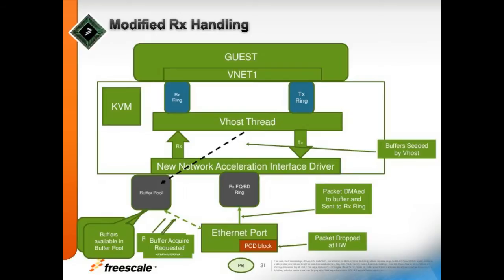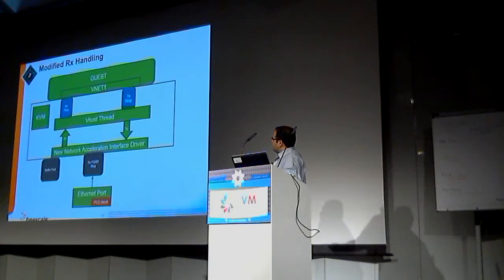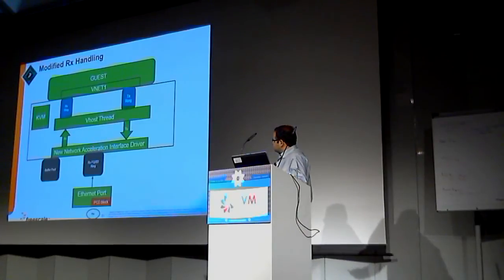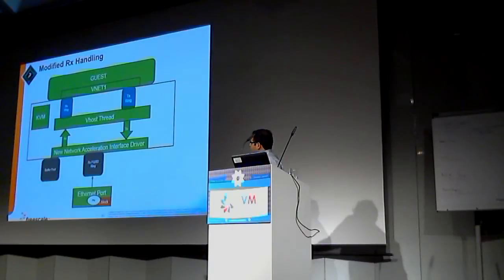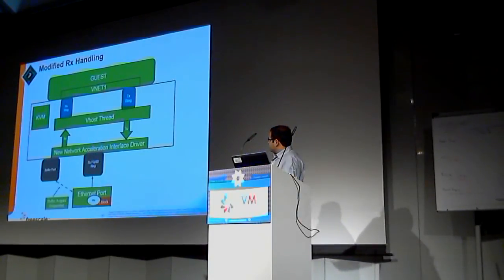Okay, so now with the new architecture that we are proposing, how would the RX handling work? Say a packet comes in. One important thing is that this buffer pool is going to have buffers seeded by the guest, and the Ethernet port would be able to classify the packet and get the buffers corresponding to the guest VNIC from this buffer pool. So that is an important functionality.